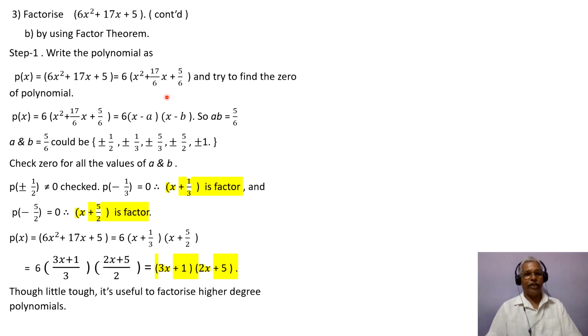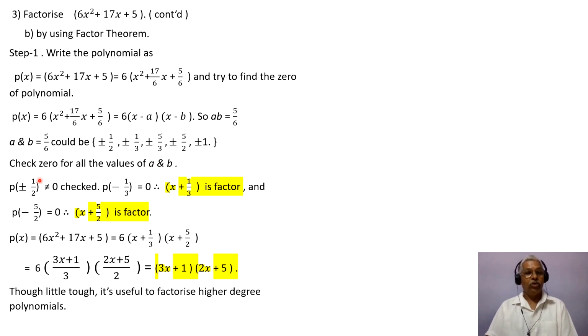Okay, now how to find? Just see, px can be written as 6 into x minus a into x minus b, where a into b is 5 upon 6. Now this is the term and we have to find the factors of this. You know that. So a and b, with product 5 upon 6, could be: a could be 5 upon 6 and b can be 1, or b could be 5 upon 6 and a can be 1. Anything can happen. So the factors of 5 upon 6 could be plus minus 1 upon 2, plus minus 1 upon 3, plus minus 5 upon 3, plus minus 5 upon 2, and plus minus 1. Okay, all values are possible.